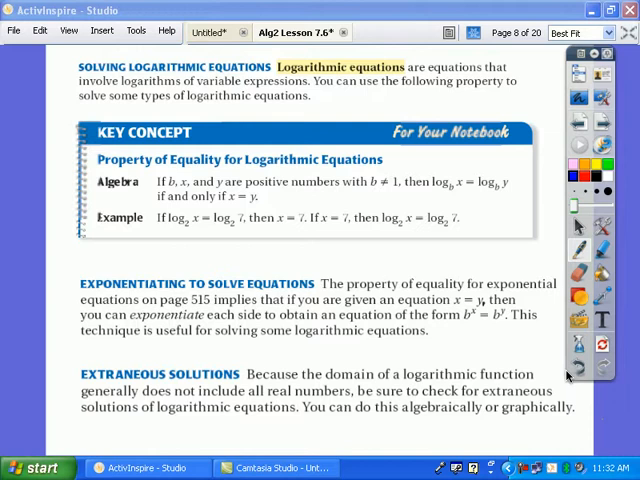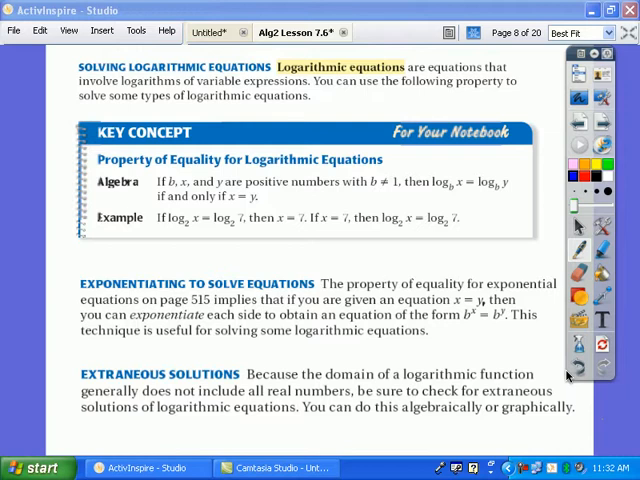We are working on solving equations. What we saw last time was we were solving exponential equations. The way that we would bring the variable out of the exponent is by taking a logarithm on both sides. In the second half of this section, we're going to work on solving logarithmic equations.